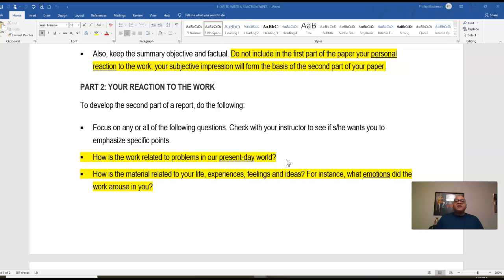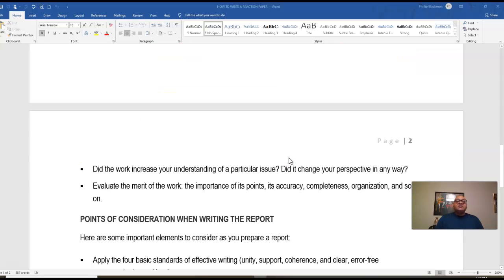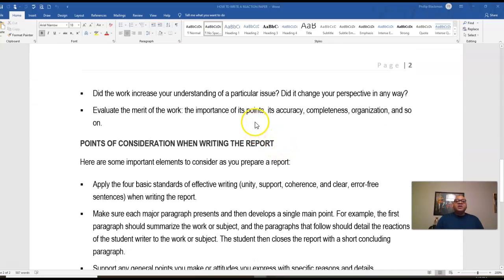So when you think about this, make sure that you show how the January 6th, what happened at the Capitol, is related to your life, your experiences, your feelings, your ideas. For instance, what emotions did the work arouse in you? How did you feel when you watched those rioters walk through the Capitol? In many cases, they were not stopped or deterred by the police. In many instances, they beat the police. So think about that. Did the work increase your understanding of a particular issue?